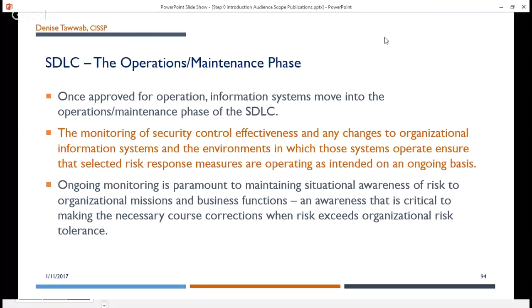So once the system is authorized for operation, information systems move into the operations maintenance phase of the SDLC. The monitoring of security control effectiveness and any changes to organizational information systems and the environments in which they operate ensure that selected risk response measures are operating as intended on an ongoing basis. So in the operation maintenance phase, you are going to institute continuous monitoring. Ongoing monitoring is paramount to maintaining situational awareness of risk, and awareness that is critical to making the necessary course corrections when risk spikes above the organization's risk tolerance.